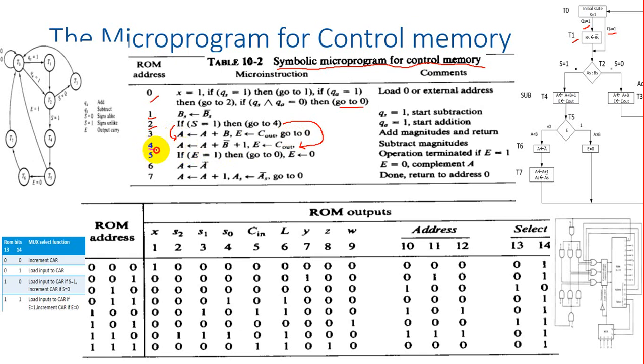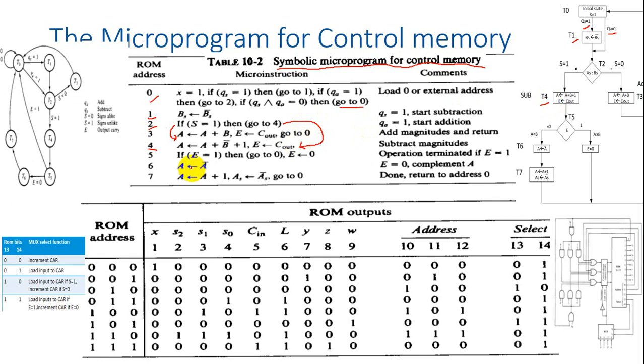Now, when we come to T4, what do we do at T4? Look at here: A plus B bar plus 1. That's A minus B. We store the result in A, and we send the overflow bit, the carry out bit, to the E bit, E register. So this is the operation we do at T4. Also for it we have already written the control word.